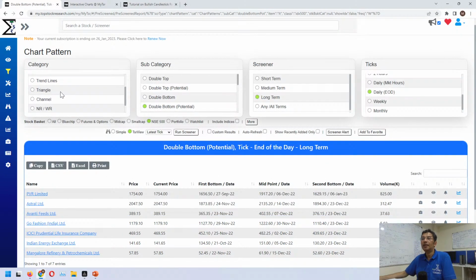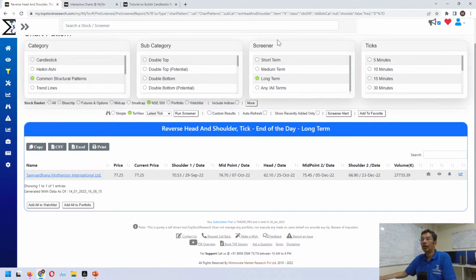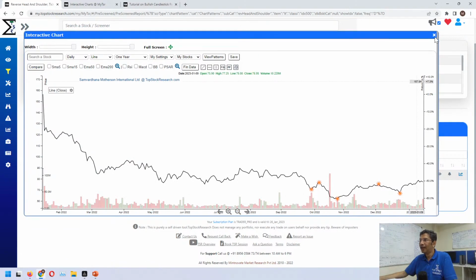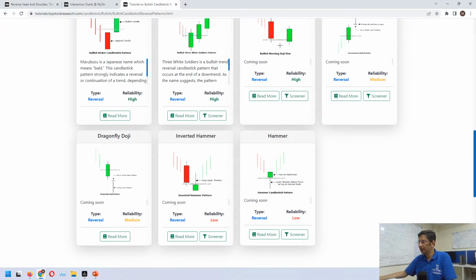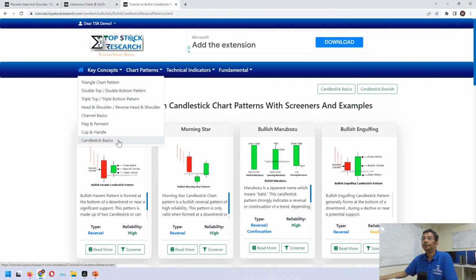Similar to this, there's another pattern which is head and shoulder pattern. Somebody mentioned out here, long term, Samvarthana Motherson, right? So head and shoulder pattern, what it is, I'll give you a very simple example of how that particular pattern looks like.